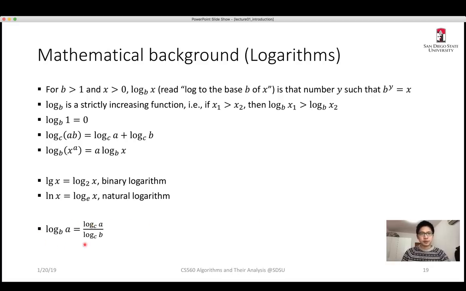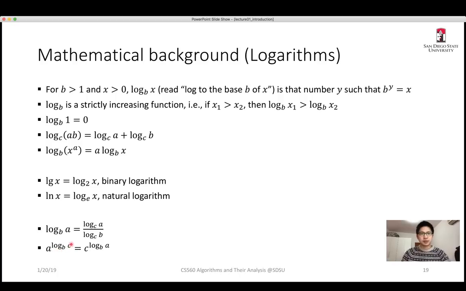Another interesting property of the logarithm function is that you can change the base to a different constant. For example, the log to the base b of a equals this fraction: log c of a over log c of b. So you can use the number 2 to replace c in this expression, so that you can use the binary logarithm to replace a logarithm of arbitrary base b.